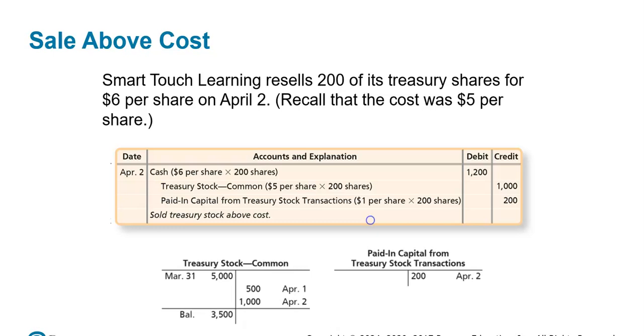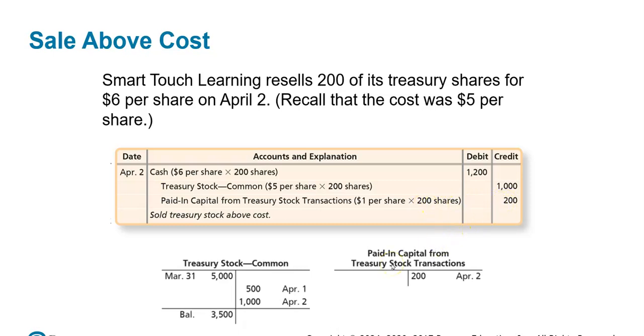Then Smart Touch Learning resells 200 of its treasury shares for $6 per share on April 2nd. Recall that the cost was $5 per share, so we have a premium of $1 per share. So we're selling it out, $6 per share for 200 shares. That's going to be the cash, $1,200. It's our debit. We're going to credit treasury stock common at $5 per share at its cost for 200 shares, so it's $1,000. And then we'll have paid in capital from treasury stock for $1 per share, 200 shares for $200.